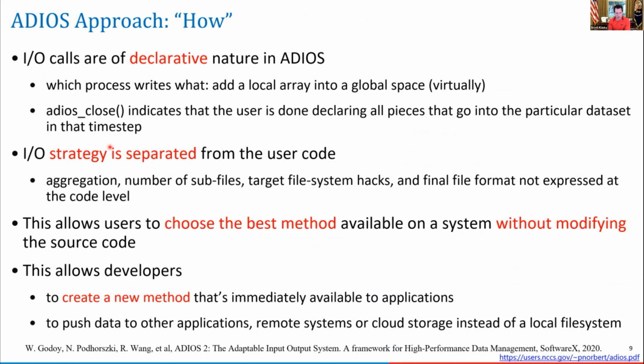Because it's very confusing when you're actually integrating with applications. So let me just say again that ADIOS I/O calls are declarative in nature. So basically, it's which processes write what. And when you have a process, you have essentially a local array, and it can fit into a global space.